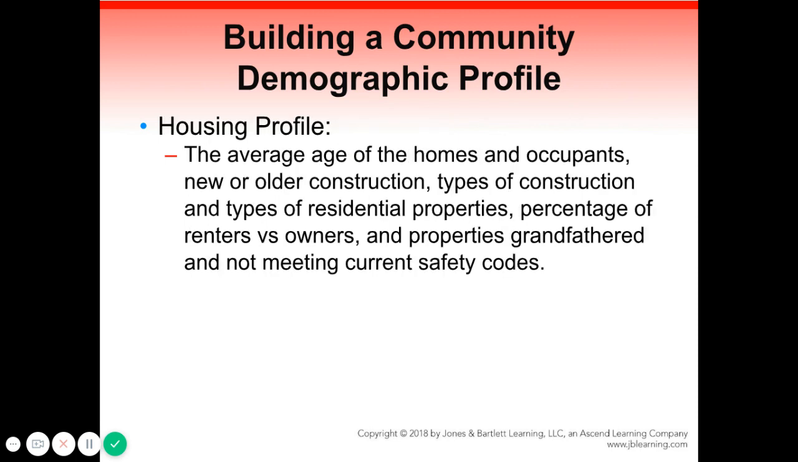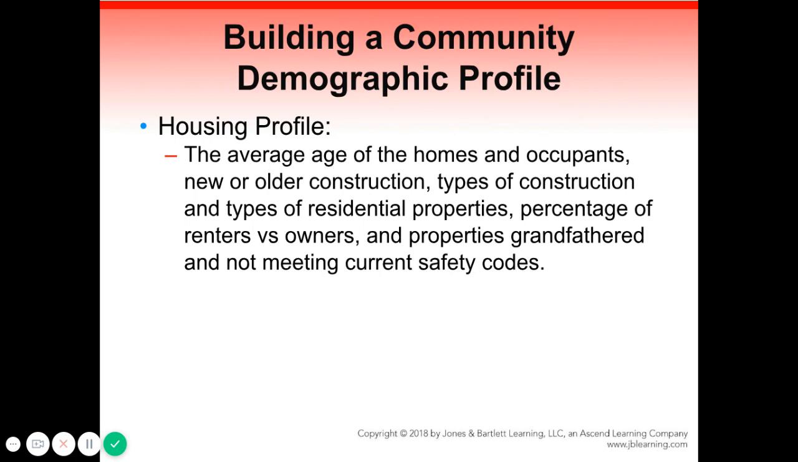You've got your housing profile: the average age of the homes and occupants, new or older construction, types of construction, types of residential properties, and percentage of renters versus owners. That makes a difference, especially when you're looking at some outreach programs. Think about neighborhood canvassing for smoke alarms. Are we dealing with renters versus homeowners?